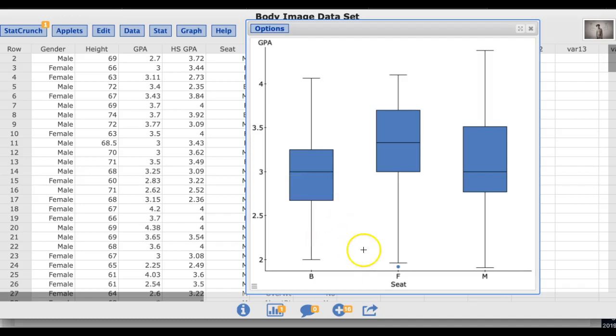That's all I want to show you for chapter 3, and this concludes chapter 3. Just make sure you're working in StatCrunch with me while you're watching these videos. This concludes the material on chapter 3.